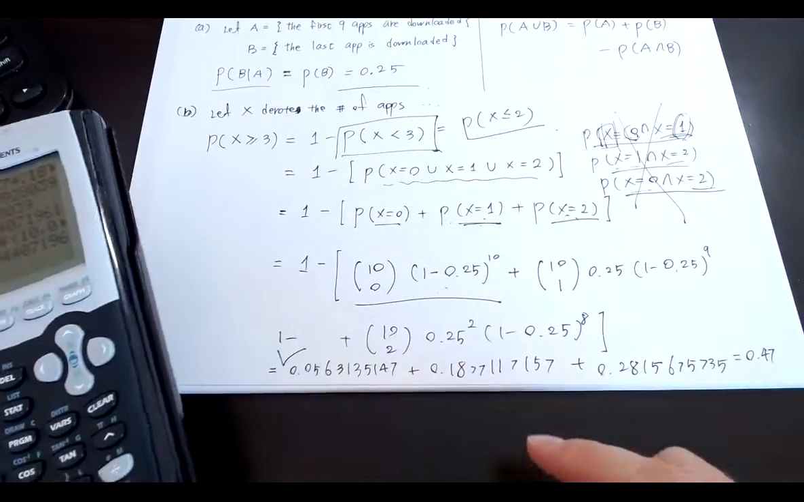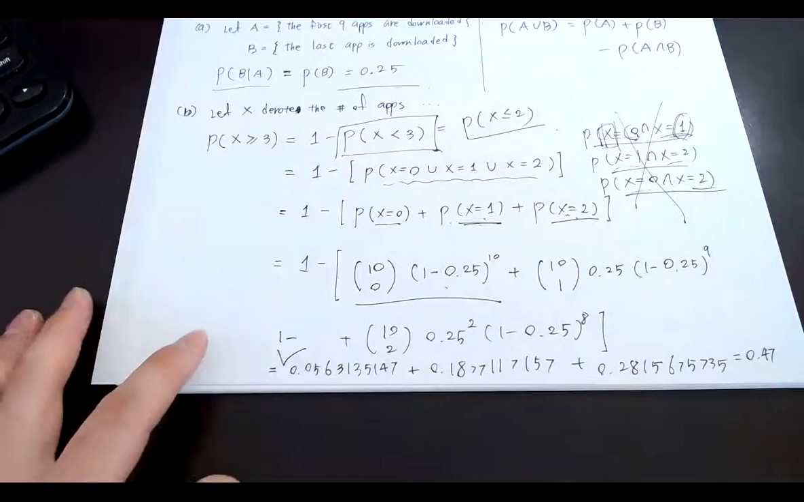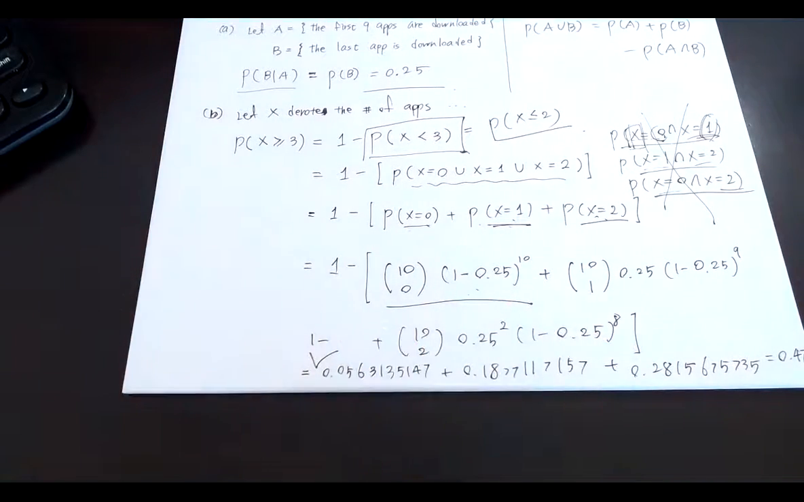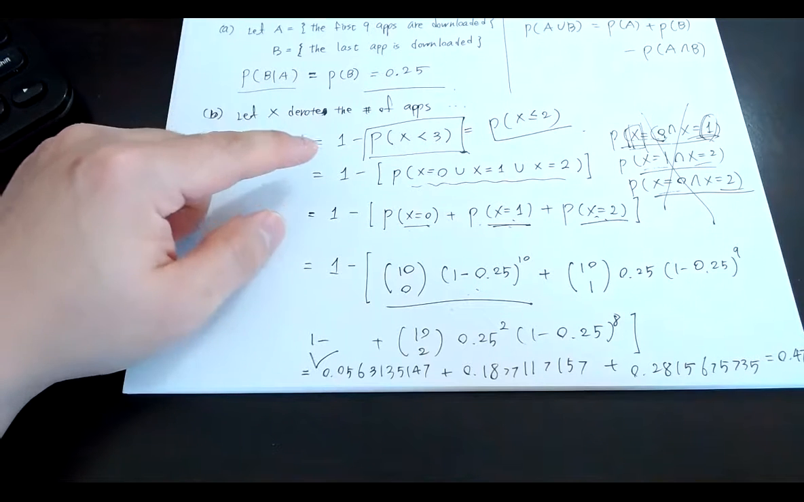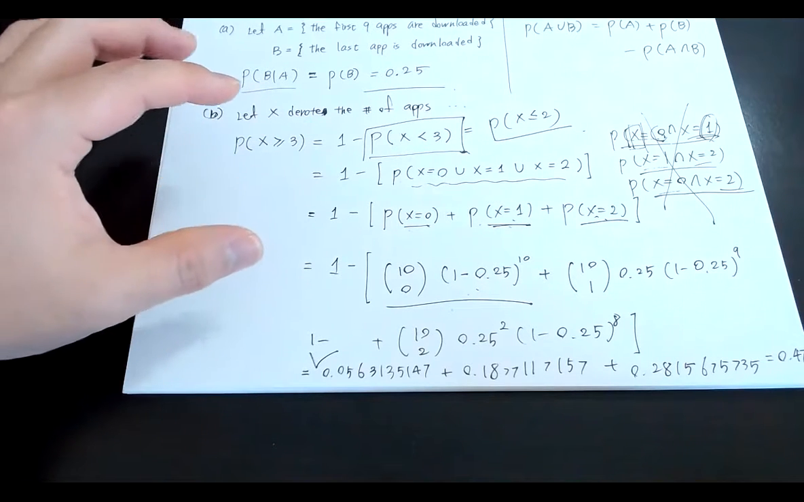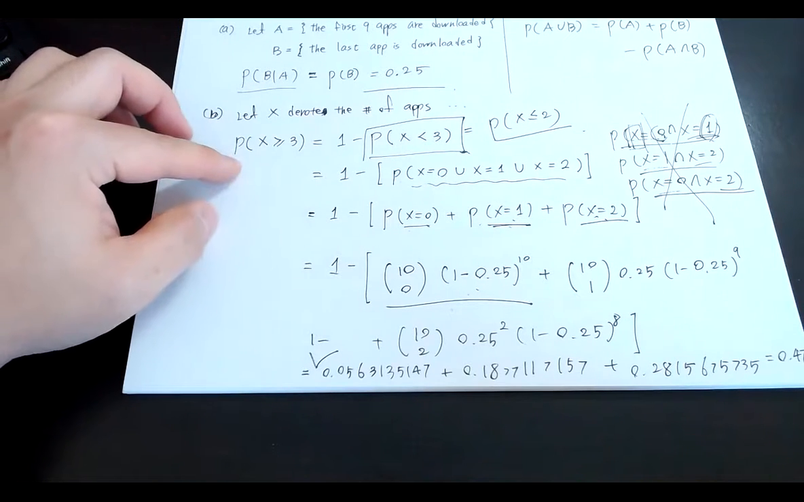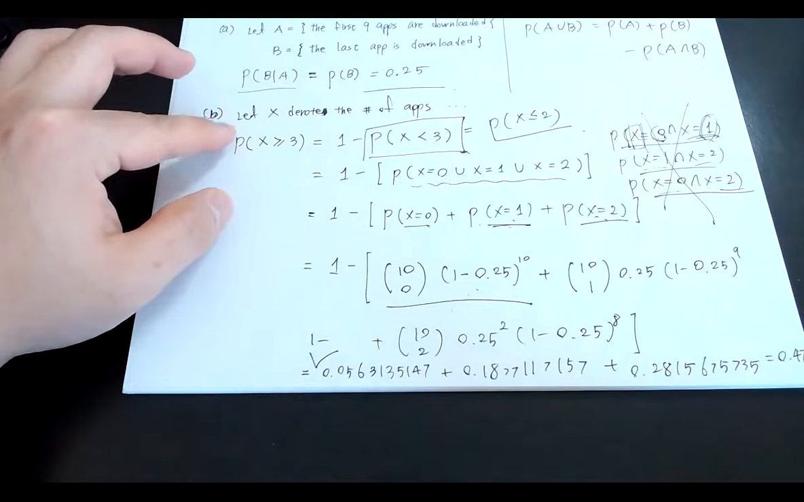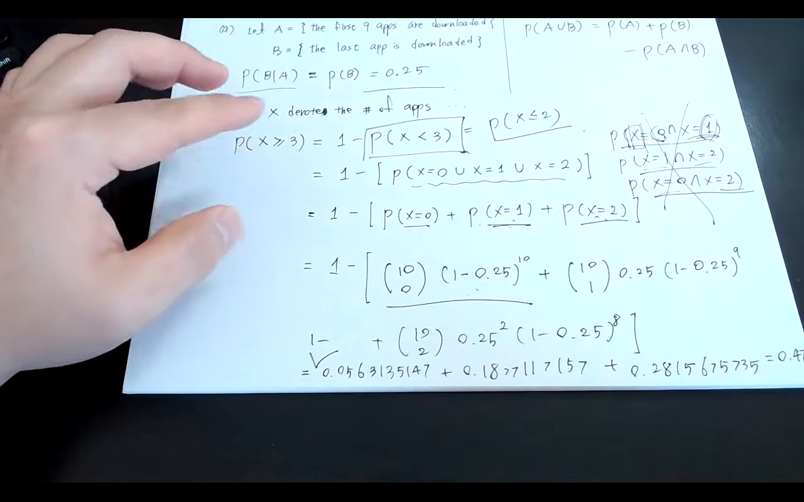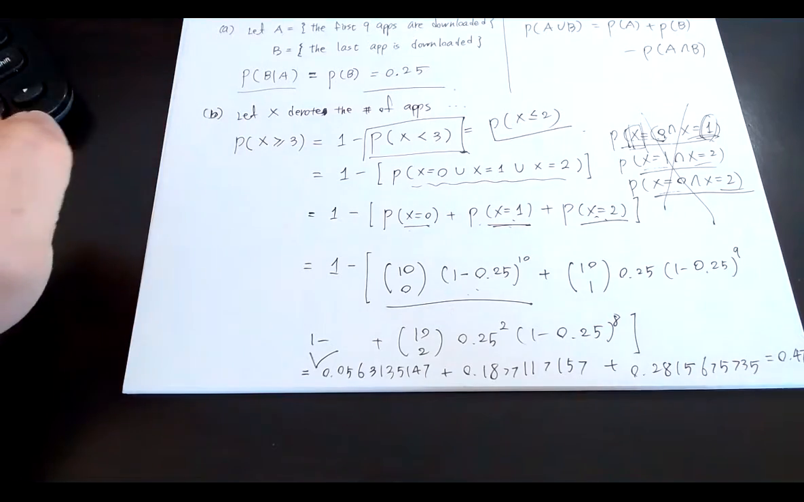Okay, so the key point in problem B here is that once we define the random variable x as the number of apps, then that probability is the probability of the binomial distribution. Keep this in mind.